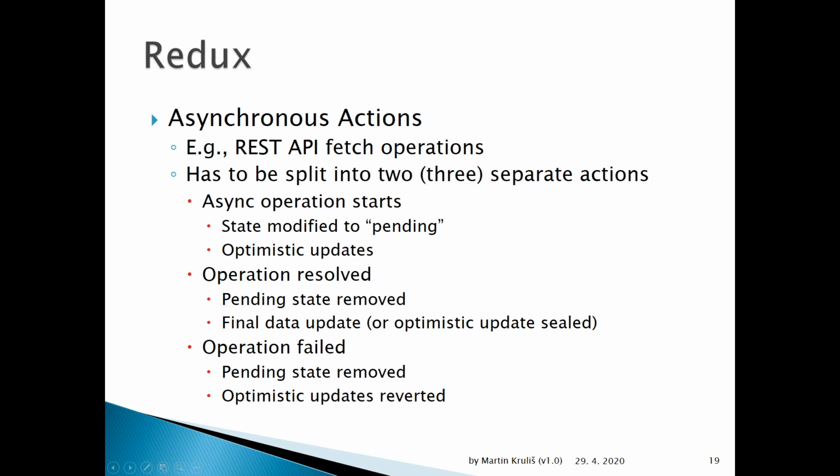Then we need an action which is triggered when the operation is resolved. Typically the pending state will be removed and the final data will be filled into the store. And also we need a special action that handles failed operations. So if the pending promise is rejected, we need to remove the pending state, and possibly if we are doing some optimistic updates, meaning we're doing some premature updates in the store which haven't been saved to the server yet, we also need to revert these optimistic updates if failure occurred.